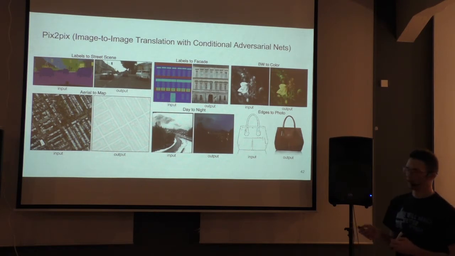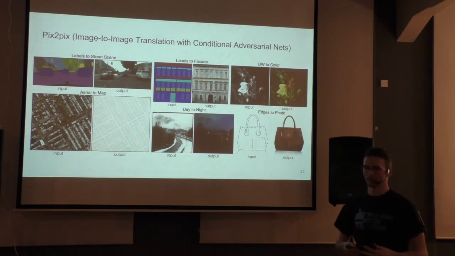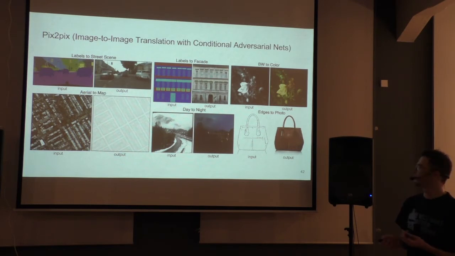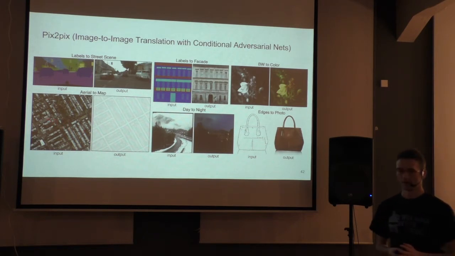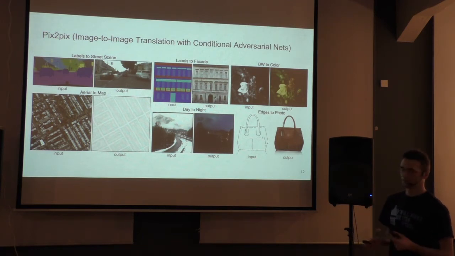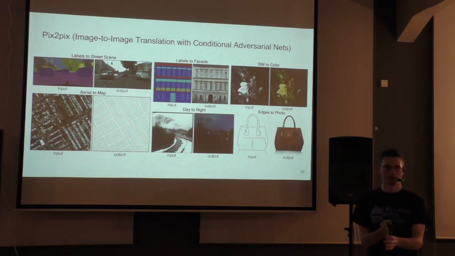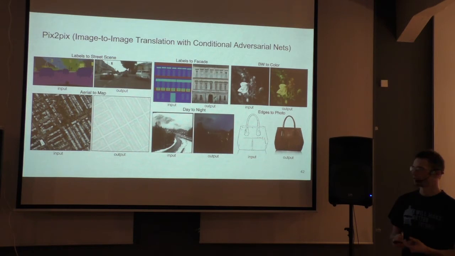Some of the results of this paper are easier to spot as generated, and some look very, very realistic. For example, the image colorization or labels to facades. The aerial to maps are easier to spot as the fake samples, because the network outputs sometimes wobbly streets, or when there are highways, it's not sure that it's a highway and it kind of merges with a normal street, and there are instances like that which are very easy to spot for humans.